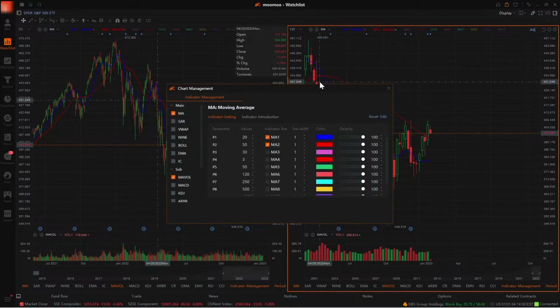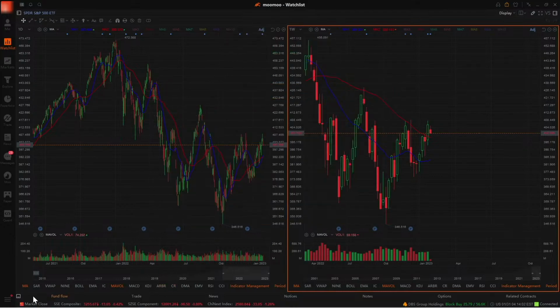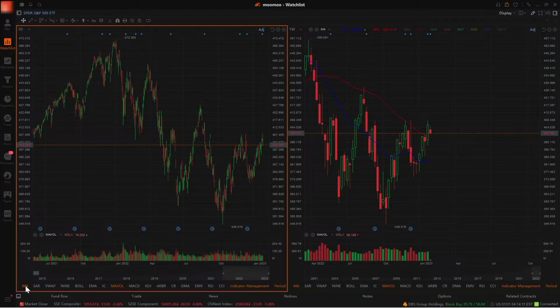It's very simple, but of course if you want to have other indicators, you can see at the bottom of the chart, some orange, some in yellow. This is how we select the indicator. Right now, let's say I click on MA. My MA is actually hidden because I chose not to show it.